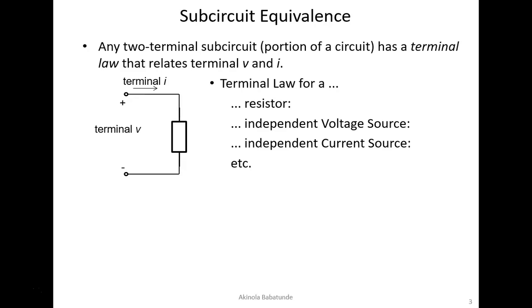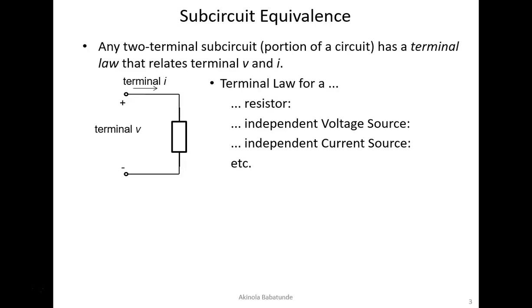Any two-terminal subcircuit has a terminal law that relates terminal voltage and current, where V is the voltage and I is the current. You can see we have a small circuit. This is the terminal voltage, and you can see we have the terminal current. This is the positive end of the voltage, and this is the negative end of the voltage. You can see the terminal current flowing towards the circuit element.